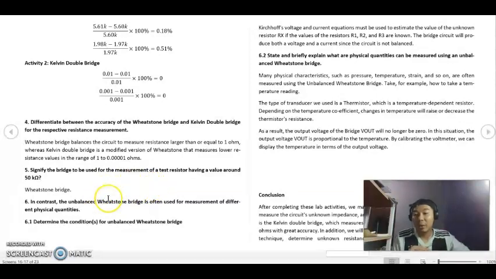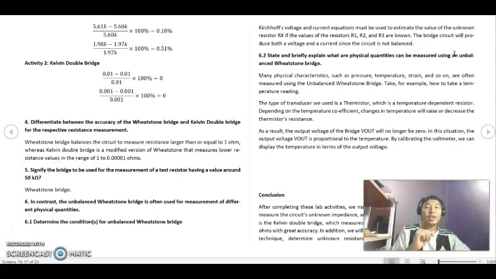And next is question number 6. For 6.1, the Kirchhoff voltage and current equations must be used to estimate the value of unknown resistance RS. If the values of resistors R1, R2, and R3 are known, the bridge circuit will produce both voltage and current since the circuit is not balanced.